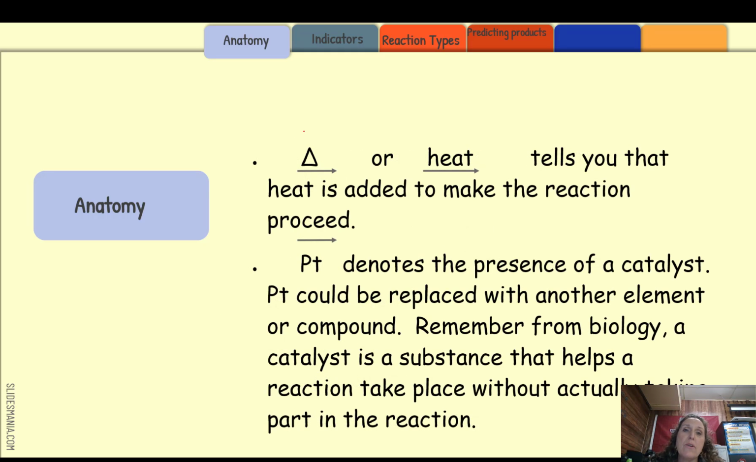Delta, this triangle is a delta, and delta indicates a change. I'm sorry about the background noise. Delta indicates a change, or they can say heat, which basically means that heat is added to make a reaction go forward. Now, Pt denotes the presence of a catalyst. If you remember from biology, a catalyst is something that can speed up a reaction but is not used. Therefore, it is not required to be balanced.